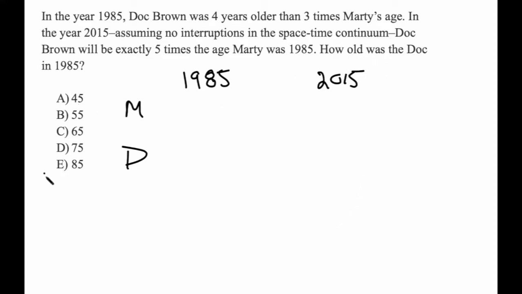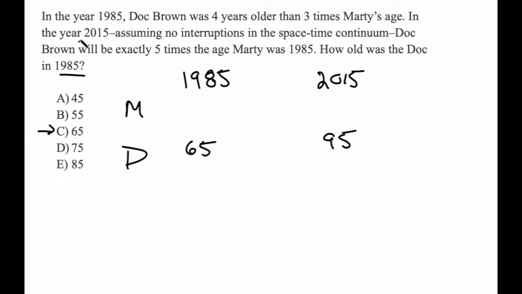Let's use the answer options to test out what could be the correct answer, right? So we'll kind of reverse engineer this problem. The final question is, how old was the Doc in 1985? So why don't we go right to the middle? We'll assume that Doc Brown was 65 and see if that works. If Doc Brown was 65 in 1985, then he was 95 in the year 2015.